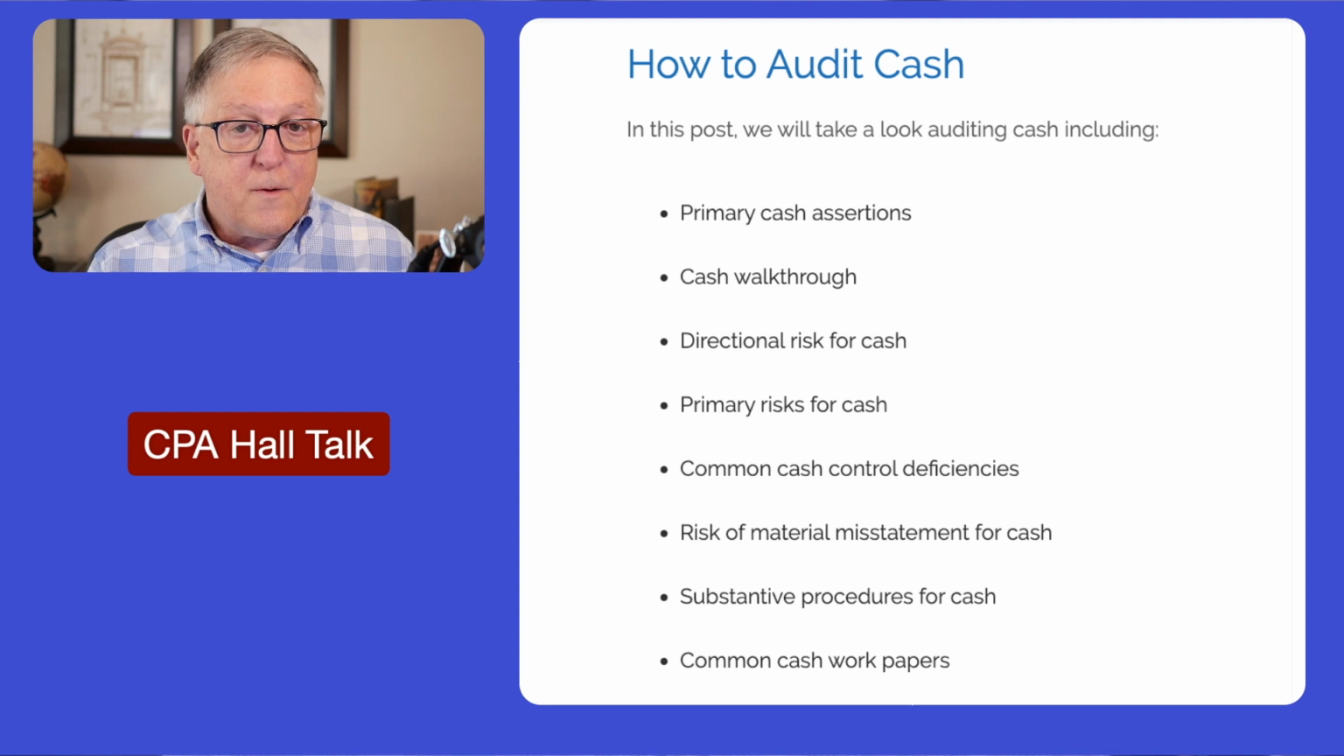Here's where we're headed. We're taking a look at the primary cash assertions, cash walkthroughs, the directional risk for this area, primary risk. We'll look at common internal control deficiencies. We'll also look at the risk of material misstatement for cash, then how to audit or the substantive procedures for this area. Then finally, we'll talk about common cash work papers.